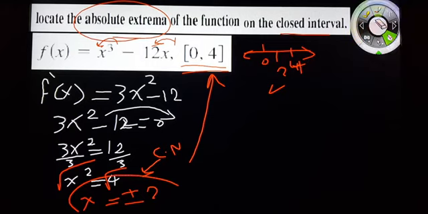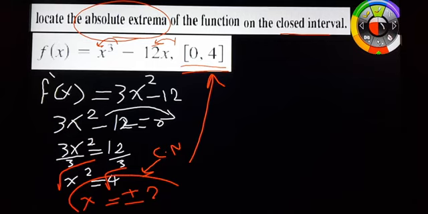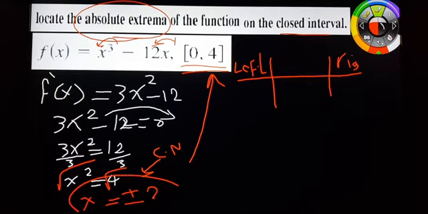So here, we will do what? We'll make a table here, put here the left value, and here the right value, and at the middle we put the critical numbers. From where do we put the left value? From the given closed interval. This is the left and this one the right.